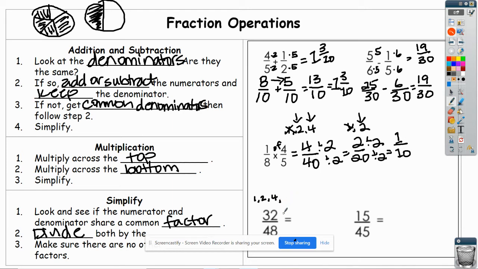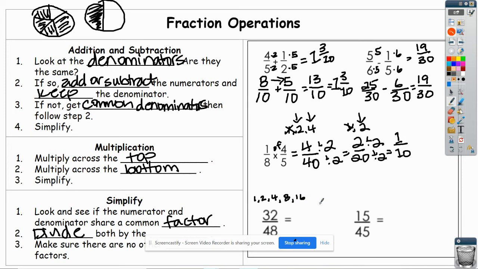I'm thinking about 5 is not going to work. 6 is not going to work. 7 is not going to work. But 8 is going to work, okay? And then I'm kind of thinking through 9, 10, 11, 12, 13, 14, 15, 16 is going to work.